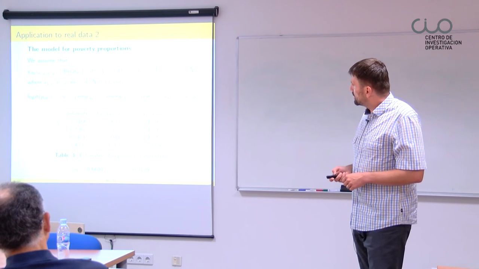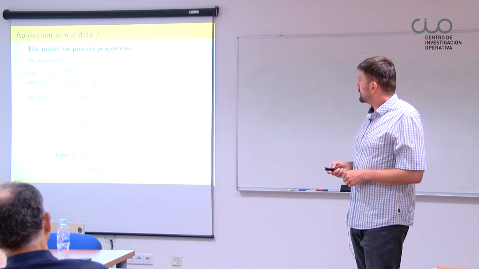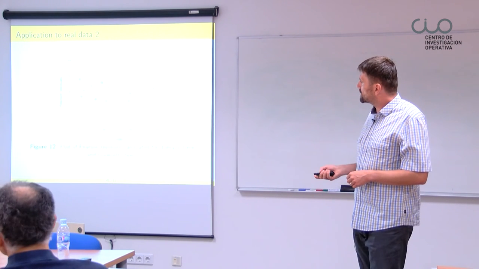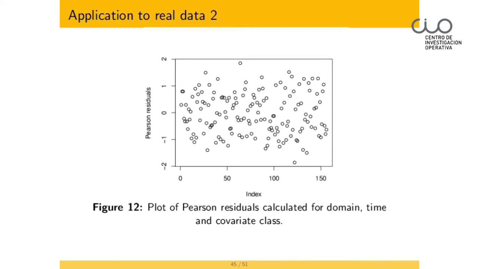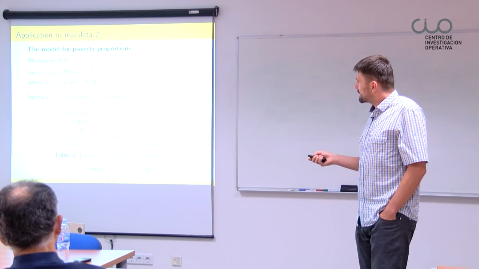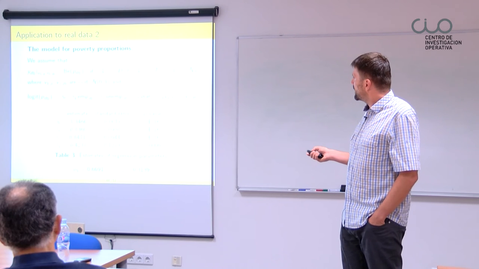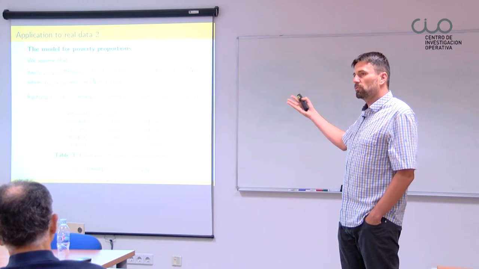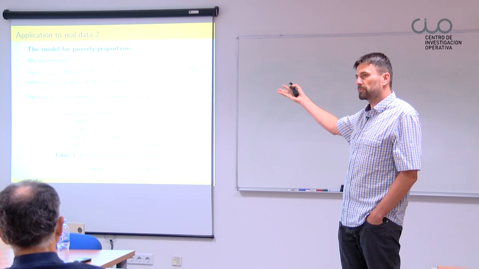Concerning some residual analysis of this model, here you can see again Pearson residuals calculated for domains, time instances, and so on. Again, we cannot see any strange pattern, so this is okay. But now we decided also to check the normality assumption, because we have random effects, we assume this, but we have real data. We would like to see if this is a reasonable assumption.